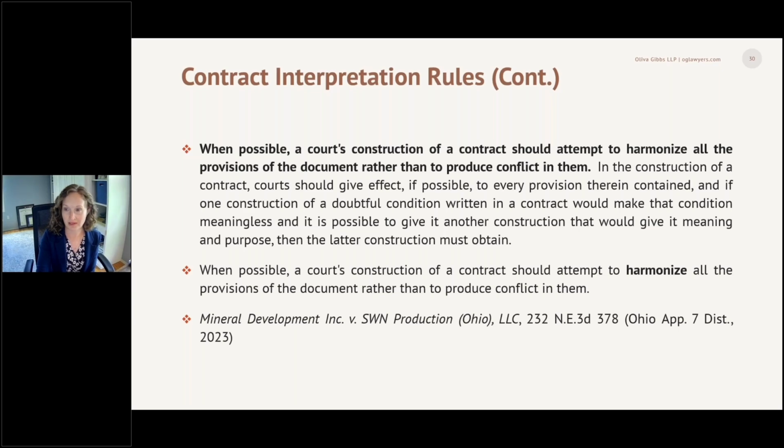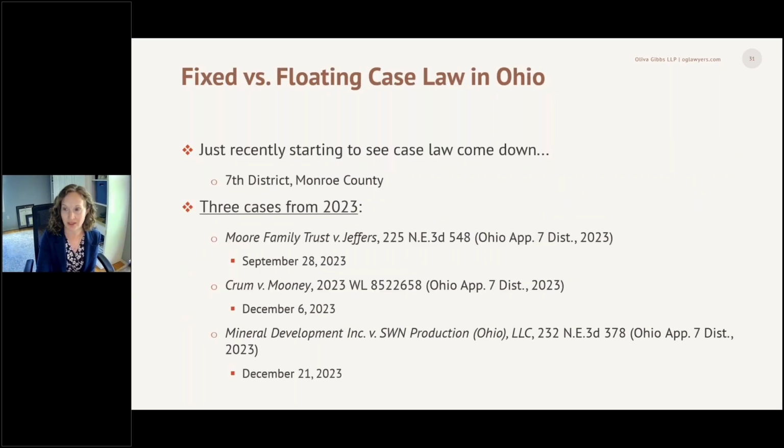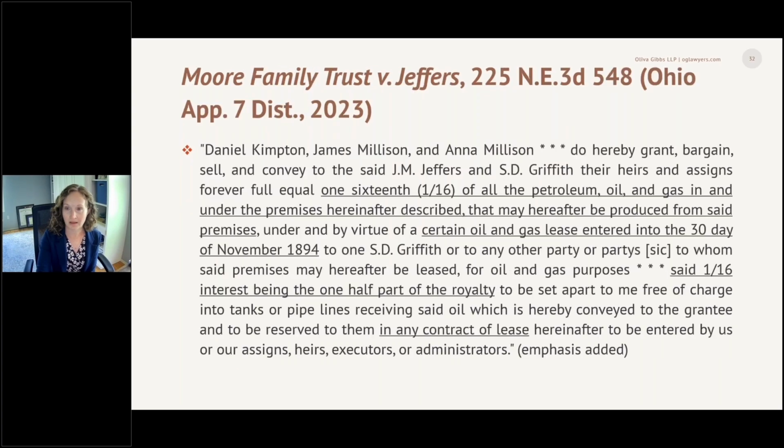So there are 3 cases that we'll discuss today that came out last year, all appeals from the Court of Common Pleas of Monroe County, Ohio. We have Moore Family Trust v. Jeffords, Crum v. Mooney, and Mineral Development, Inc. v. Swin Production, Ohio. In Moore Family Trust, the appellant, Moore Family Trust, sued asking the court to declare that an 1896 royalty assignment had expired, or that the assignment was limited to a fixed 1/16 royalty interest.